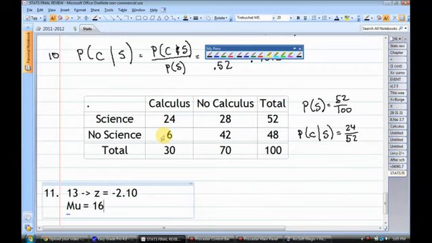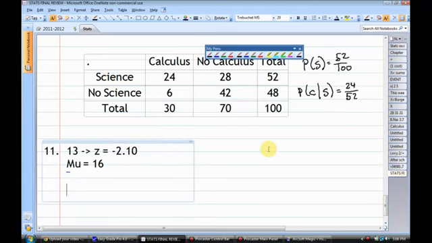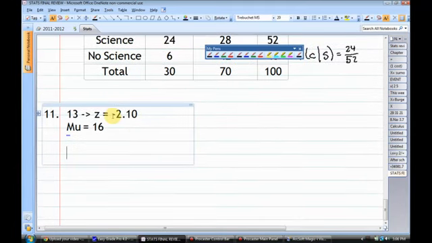What did you say it was greater than? Sorry for interrupting. The mean has to be greater than 13. Well, yeah, it gives us the mean. What I'm going for here is you have a negative z-score, so that means that 13 is below the mean. So the mean has to be greater than 13.